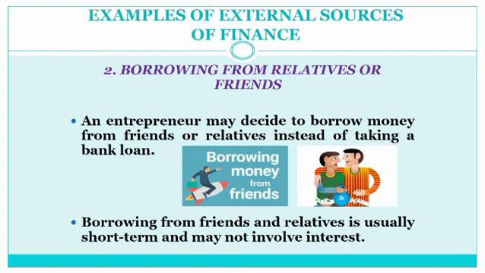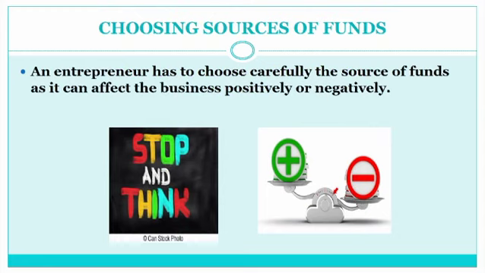Number 2, borrowing from relatives or friends. An entrepreneur may decide to borrow money from friends and relatives instead of taking a bank loan. Borrowings from friends and relatives is usually short-term and may not involve interest. Choosing sources of funds. An entrepreneur has to choose carefully the source of funds as it can affect the business positively or negatively.